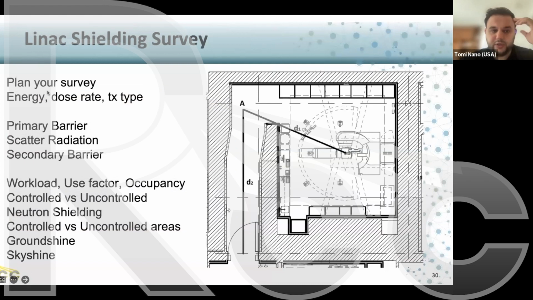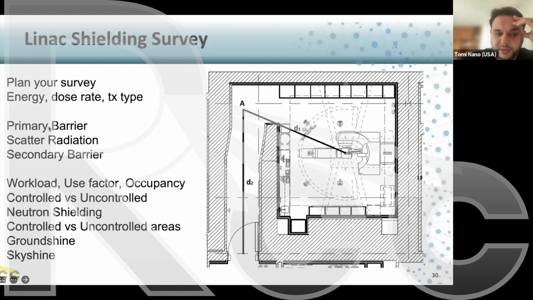So we want to make sure that you plan your survey, you consider energy, dose rate, and treatment type. And with that being said, if you are going to commission or do a shielding survey, you want to make sure that you use the highest energy beam and the highest dose rate. And that is a common way of accounting for lower energies or lower dose rates.